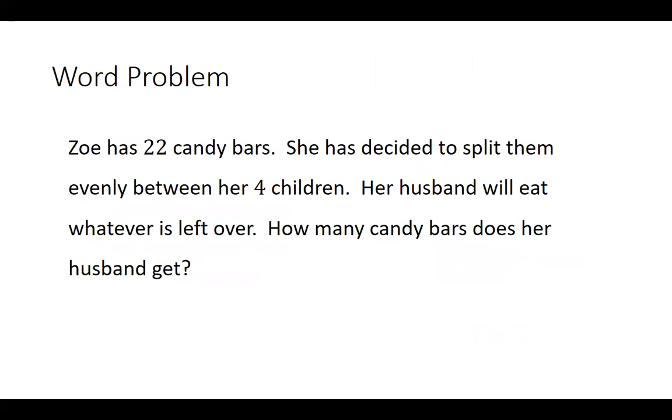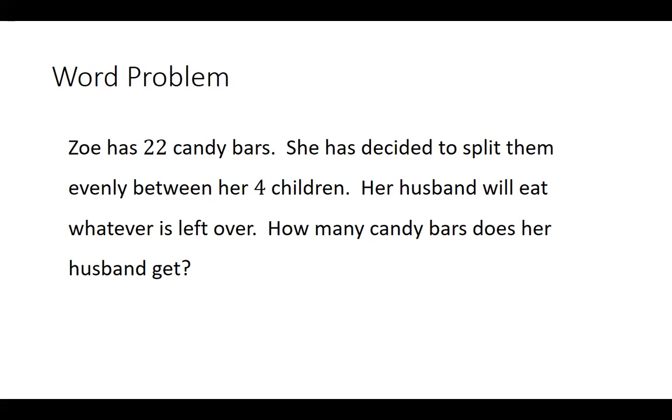Well, let's try another one. Zoe has 22 candy bars. She must be a candy machine. She has decided to split them evenly between her 4 children. Her husband will eat whatever is left over. How many candy bars does her husband get?